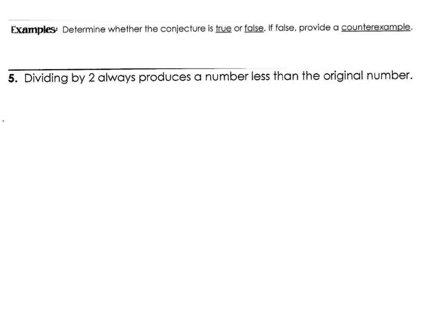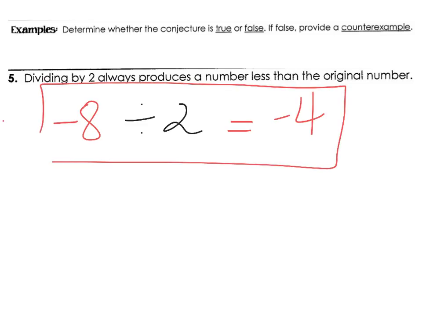Now, what if we divided a negative number by 2? What if we said -8, that's our original number, and we divide that by 2? We end up with -4. Now, -4 is bigger than -8. So this counterexample, we're going to call this a counterexample because this example right here proves this statement false.